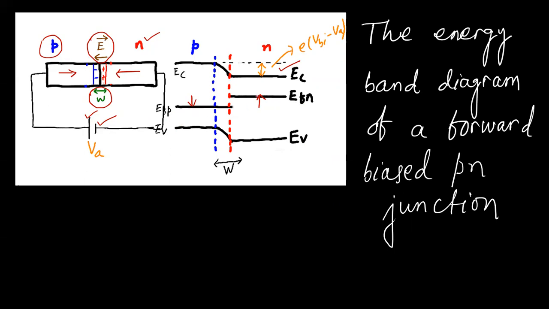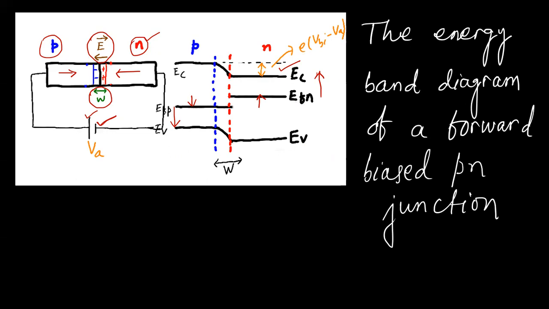Here, as the concentration of electrons increases because the n region is connected to the negative terminal, the Fermi energy level will move closer to the conduction band. And in the p region, the Fermi energy level will come closer to the valence band as the hole concentration increases. So this way also you can think, right? So this is the energy band diagram, the energy band diagram of a forward biased PN junction.